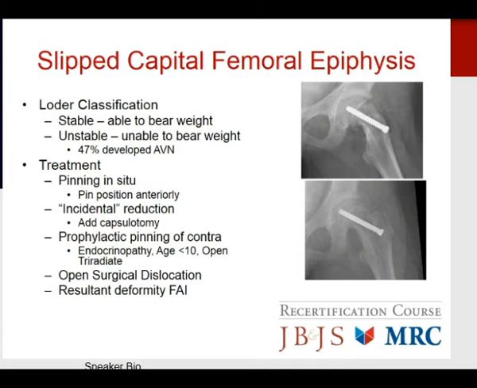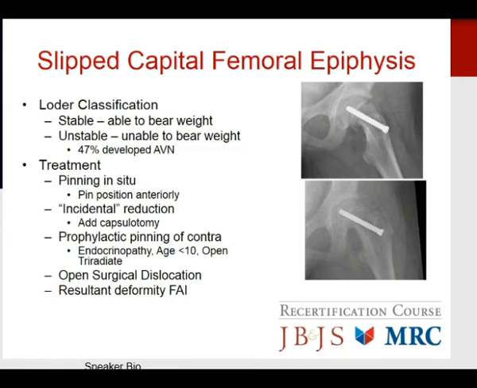A very common question is, when do you prophylactically pin the other hip? Certainly if you have contralateral symptoms, you would pin the other hip, but other indications for prophylactic pinning include an endocrinopathy, age younger than 10, especially open triradiate cartilages. Also, if you have a child who may have poor follow-up, you may consider prophylactic pinning.